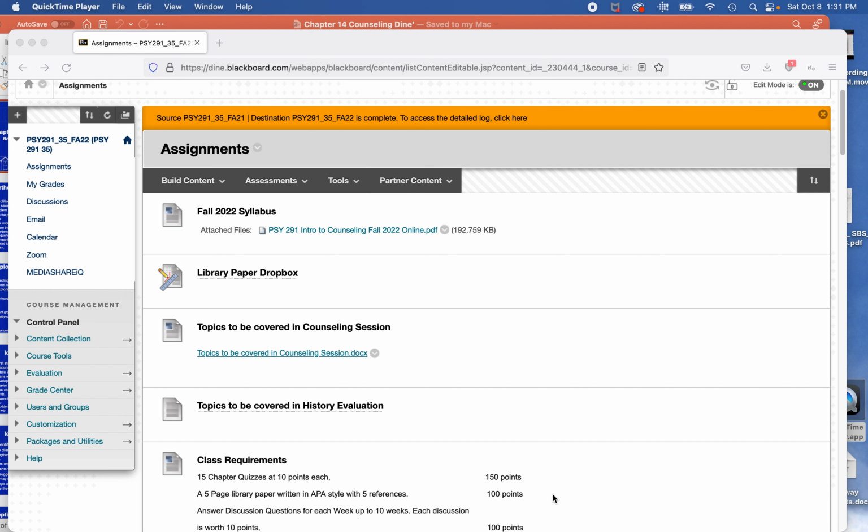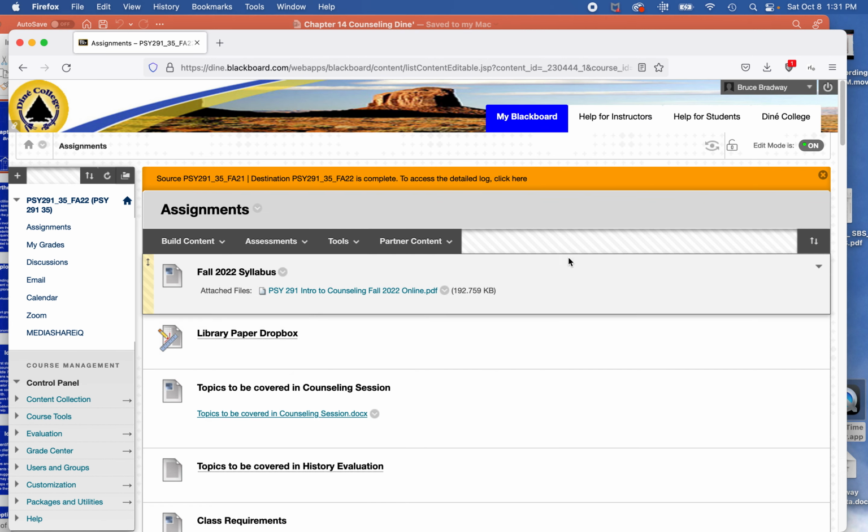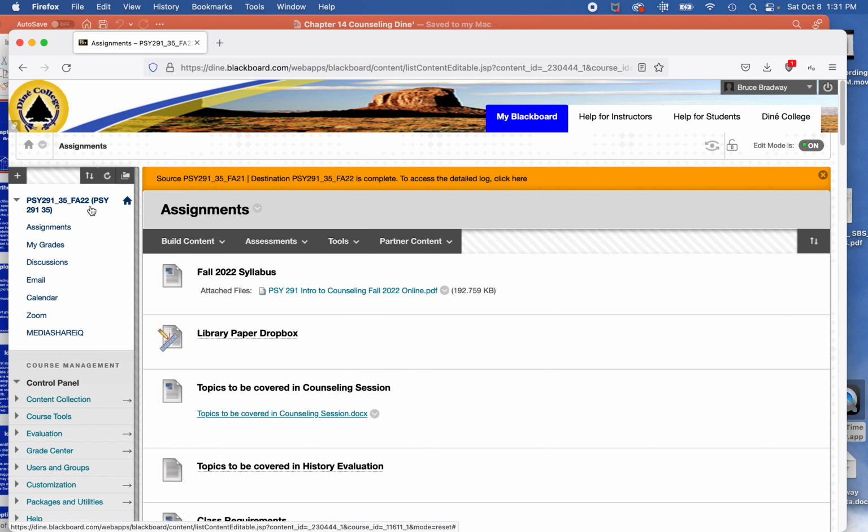Action plans, but we're also going to talk about what you need to do to pass this class. This is the Blackboard page. This is the assignments page. It's section 29135.